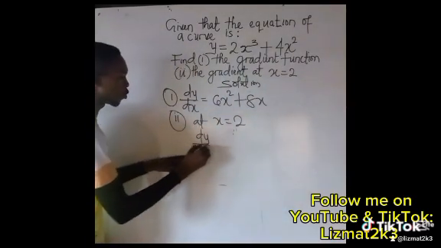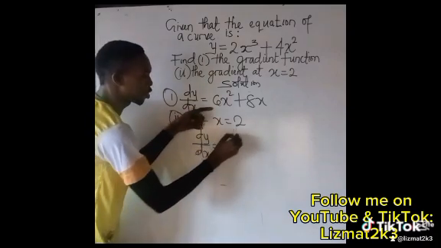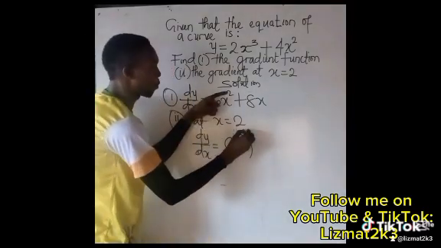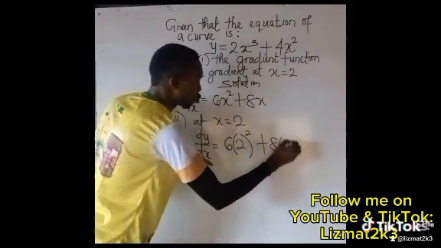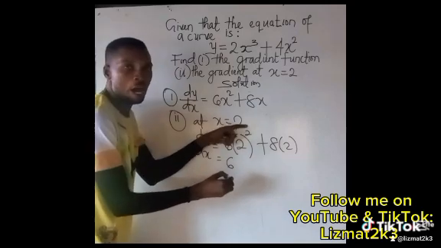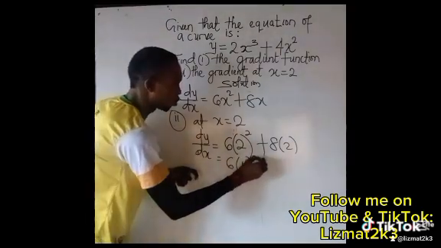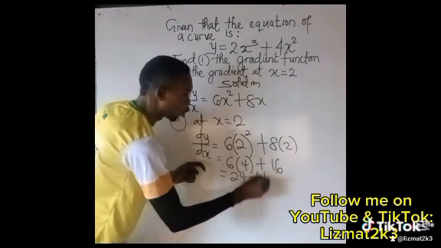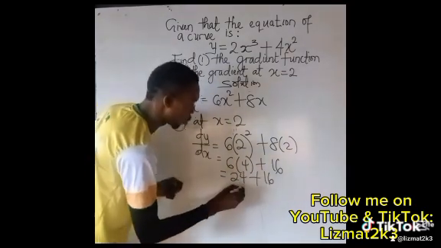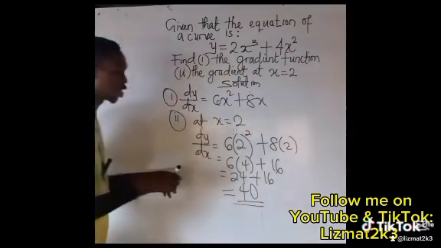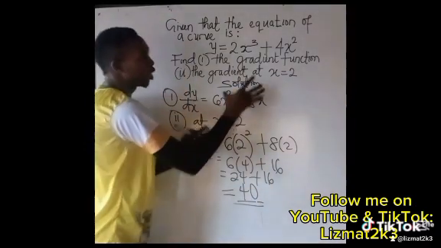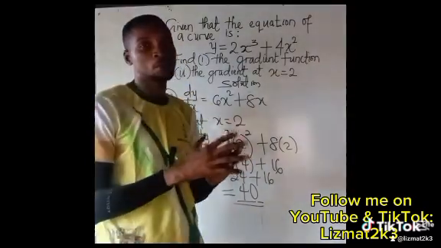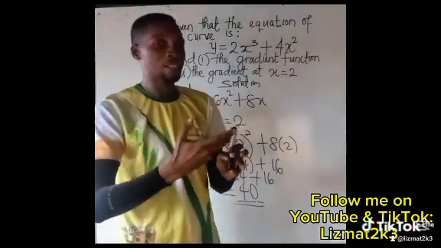So dy/dx is equal to 6 into, you are going to replace x with 2, simple, to the power of 2, plus 8 into 2. Alright, so what is 2 to the power of 2? That's 4. 8 multiplied by 2 is 16. So 6 times 4 gives 24, plus 16, which equals 40. So here, at x equals 2, the gradient is 40. This simply means that you can't find the gradient at a certain value of x when you don't know the gradient function.